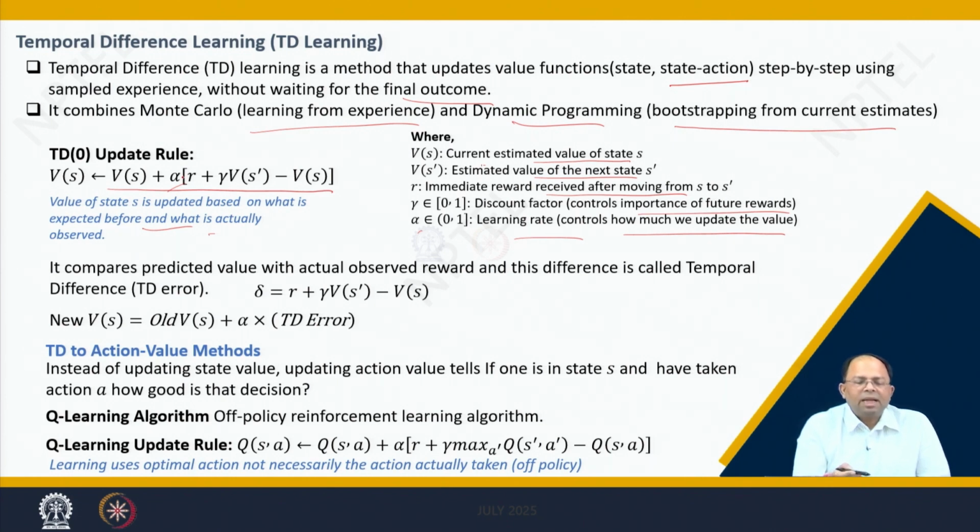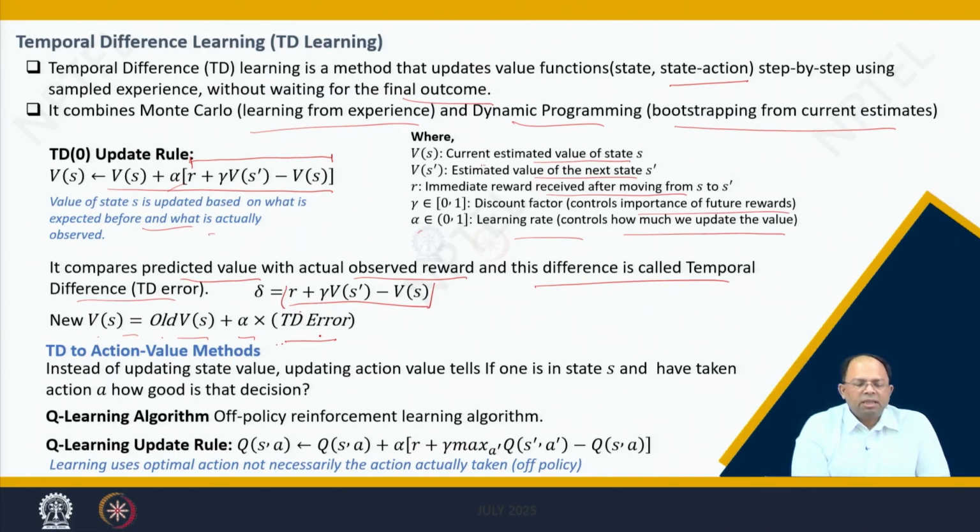So what it does is it compares the predicted value with the actual observed reward, and this difference is called temporal difference. So that temporal difference is given like this, right? So this is basically this portion. That delta is basically the temporal difference, or TD error. That means it compares predicted values with the actual observed reward from the previous steps, and that is utilized for learning how much those actions have resulted in. So new V(s) is basically old V(s) plus alpha times this TD error.